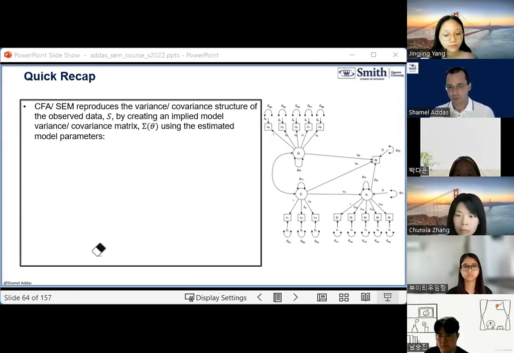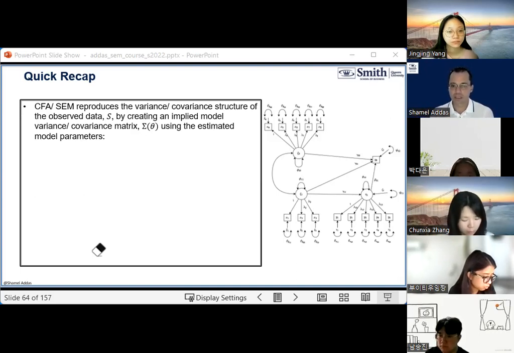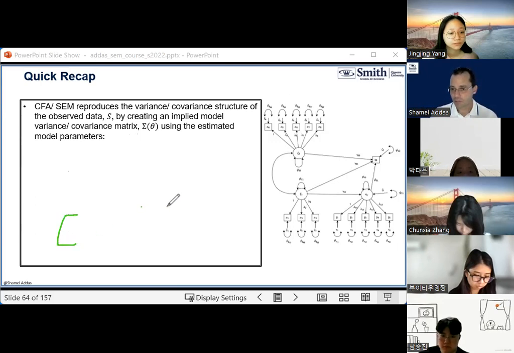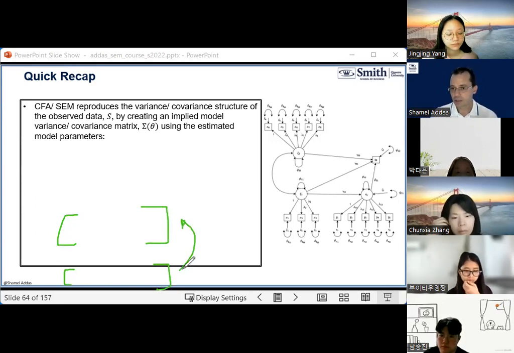So you have the observed variance-covariance matrix. That's just given. Once you have the data, you just use a one-line command in RStudio, and you can get the covariances and variances, right? That's the first thing. Now, the software tries to reproduce that matrix by creating what we call the model-implied variance-covariance matrix. And it does so simply by using the estimated model parameters. Okay, so you have the observed covariance matrix, and then you have the implied covariance matrix, and it tries to minimize the difference between these two.